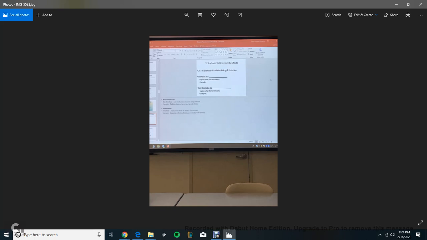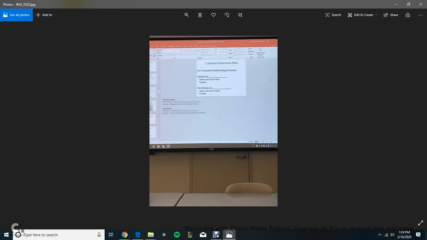Stochastic and deterministic effects. Non-deterministic is also known as stochastic. It is non-threshold. Even small exposures could carry some risk. An example would be radiation-induced cancer and genetic effects.